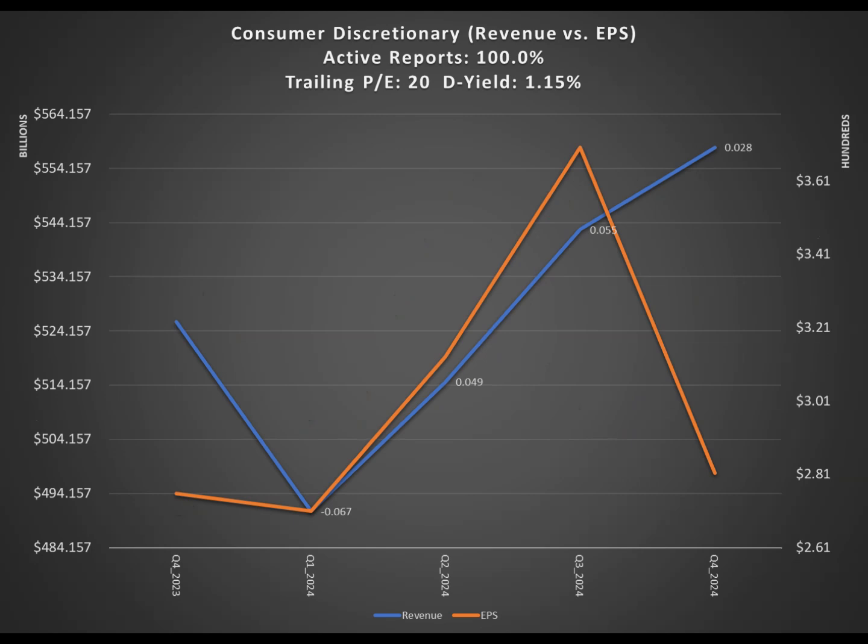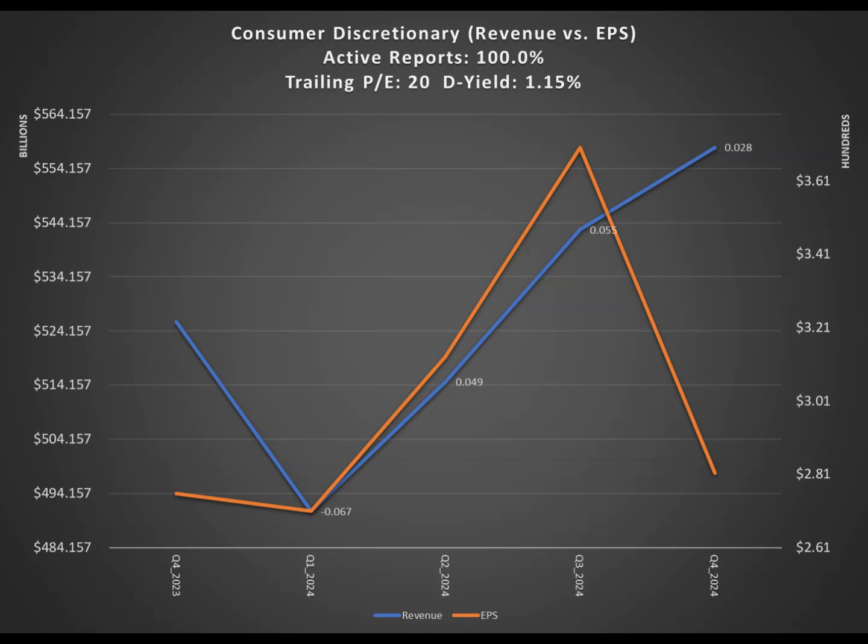Consumer discretionary sub-industries. Hotels, resorts and cruise lines. Broadline retail. Automotive parts and equipment. Automotive retail. Computer and electronics retail. Casinos and gaming. Restaurants. Footwear. Home building. Automobile manufacturers. Consumer electronics.